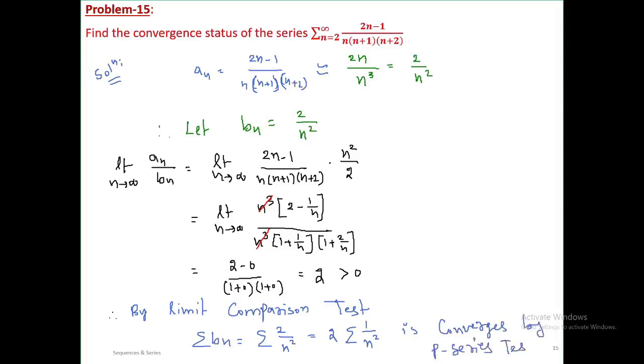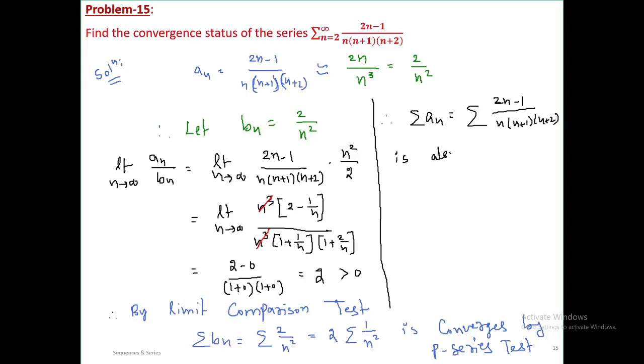So therefore final conclusion is, what can we say? So therefore series An, which is series 2n minus 1 by n into n plus 1 into n plus 2, also converges. That's it. Okay. Next one.